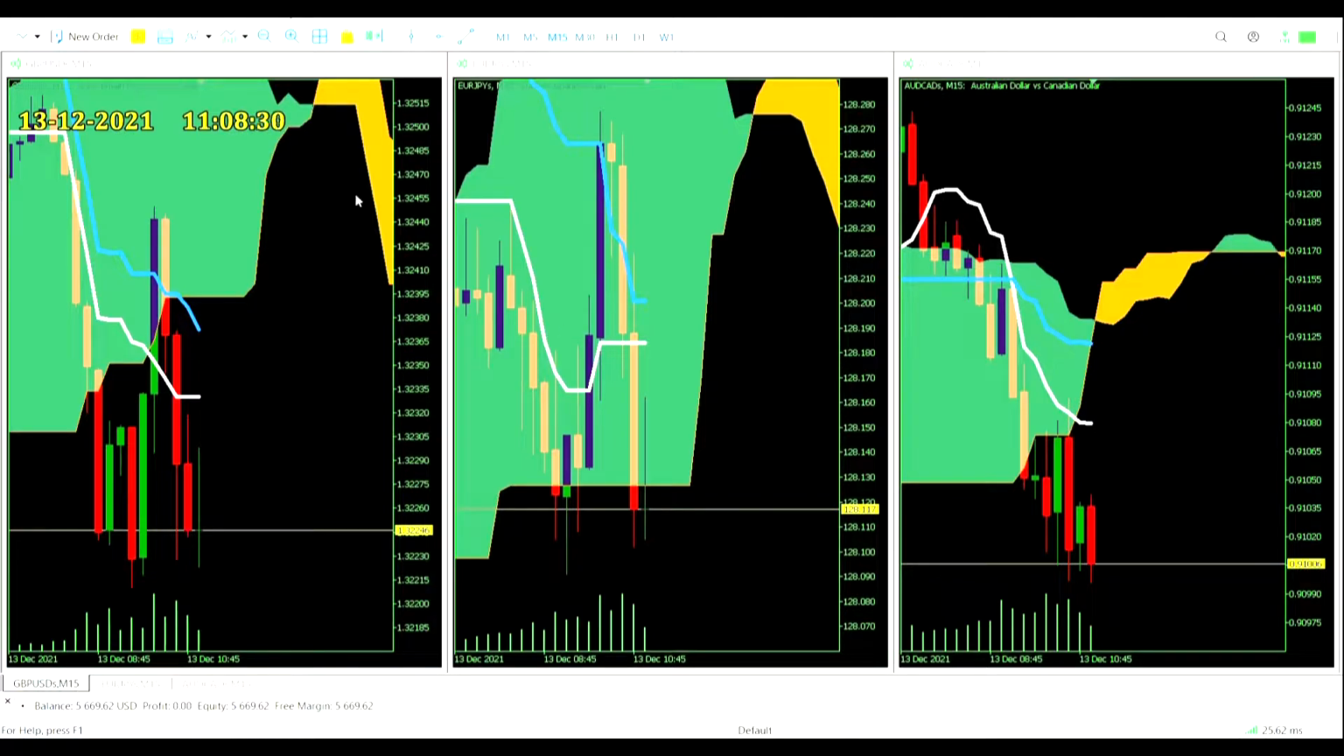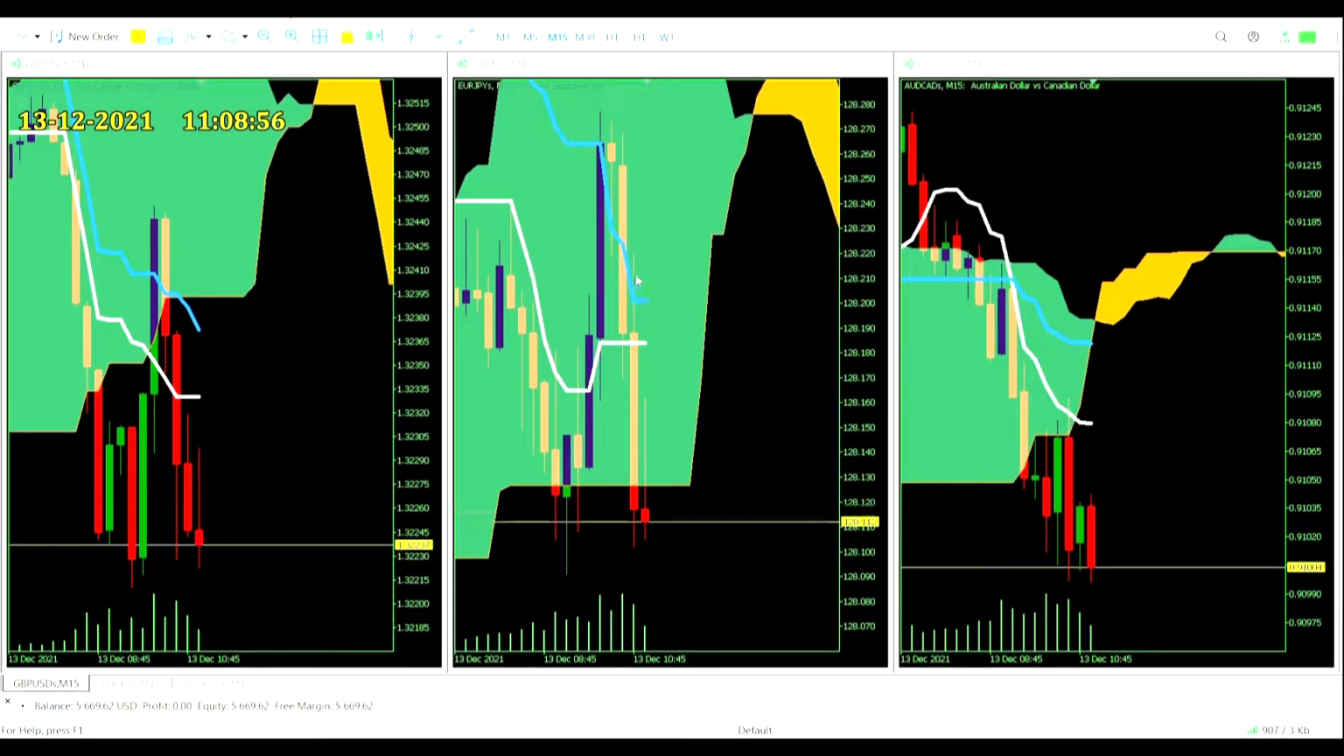Our 3 charts, all on the 15-minute time frame: Pound US Dollar, the cable, on the left, Yuppie in the middle, the Euro Japanese Yen, and Big Commonwealth Australian Dollar Canadian Dollar there on the right. All 3 of them currently have a price below the KUMO cloud, so we are looking for sell trades, but all 3 of them also have the TENKAN Sen line, the quicker white line, beneath the KIJUN Sen line.